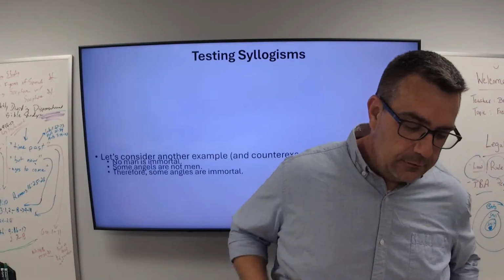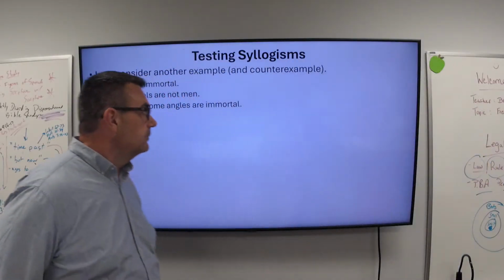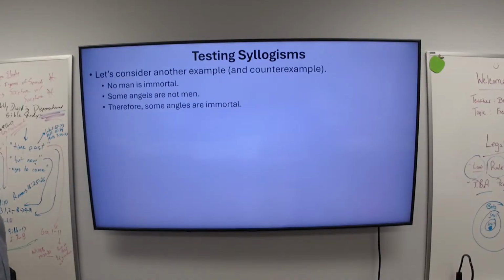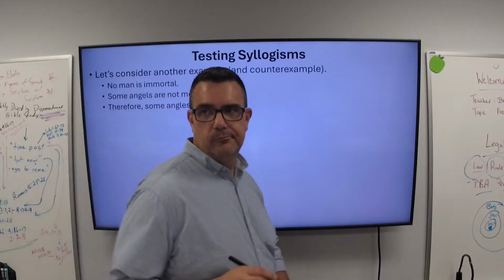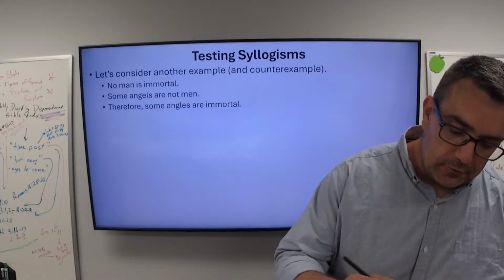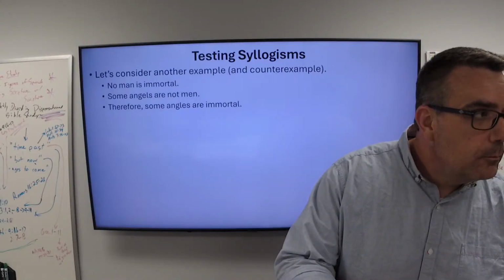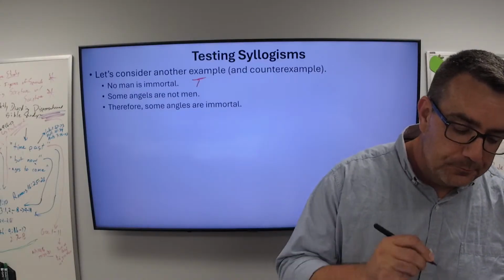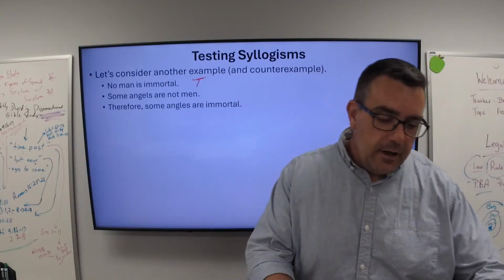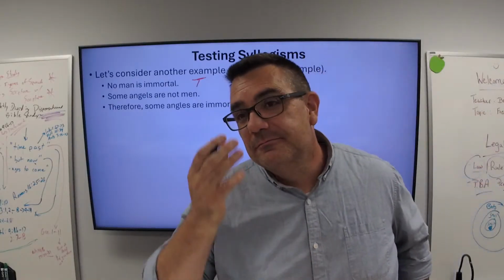So, let's consider another example and counterexample. Here's the first one. No man is immortal. True or false? We're going to say true. Some angels are not men.